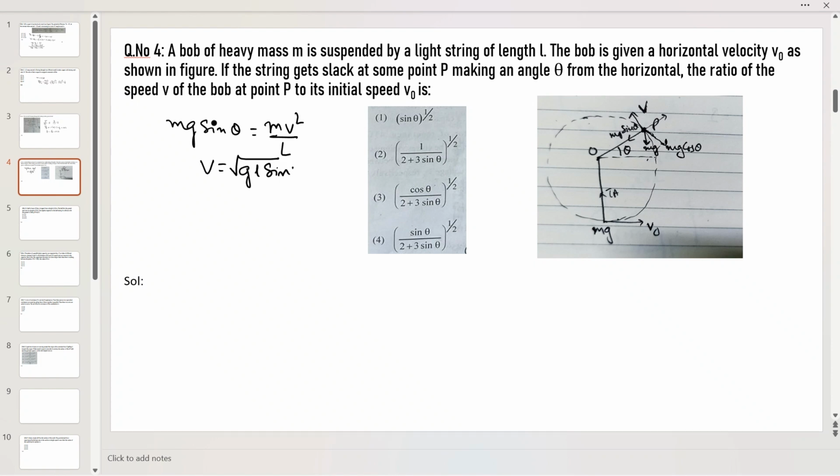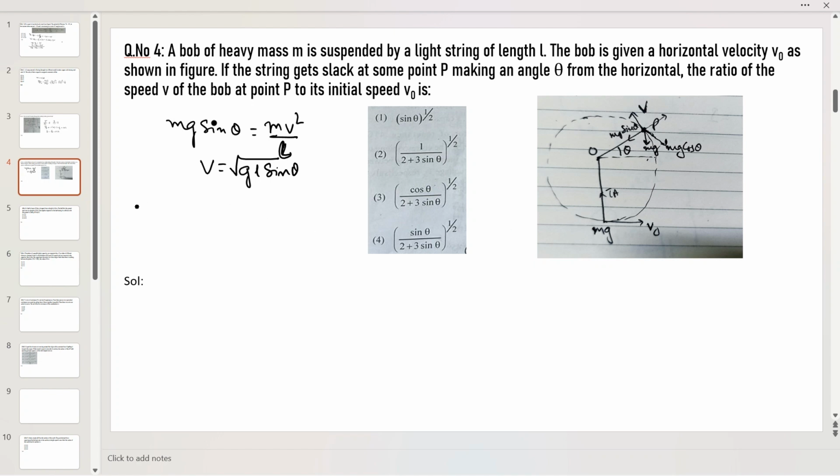This comes out to be root g sine theta. This L, small letter L, you can consider this as the velocity at point P. Now we are using the conservation of energy. By using the conservation of energy, let the velocity here be V naught, here this is only kinetic energy.